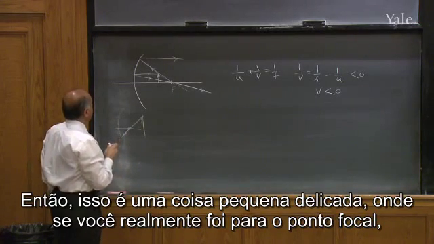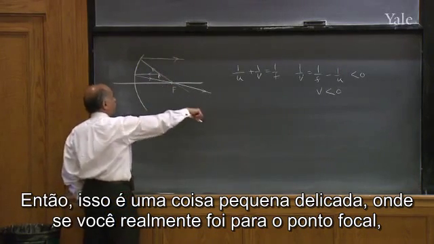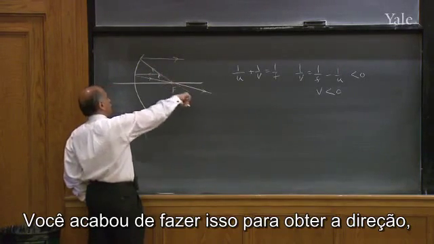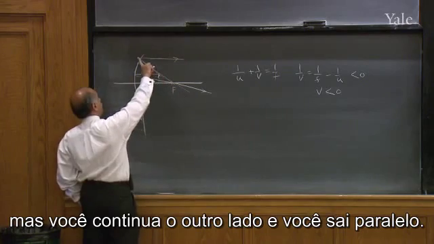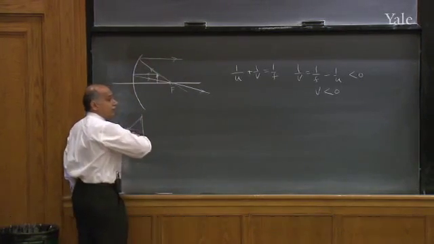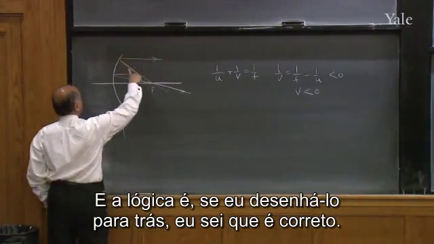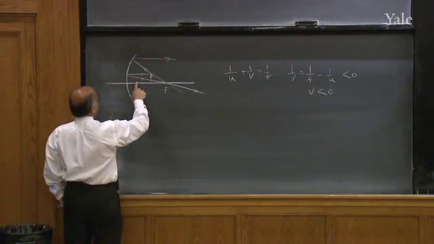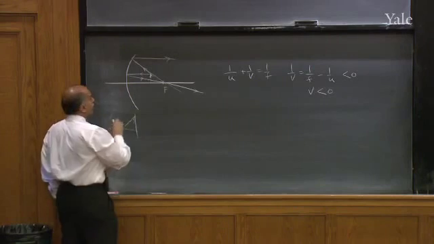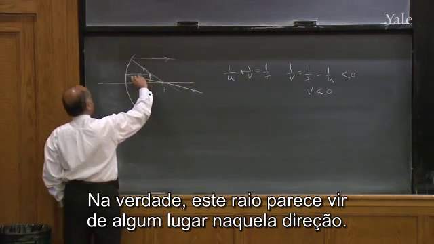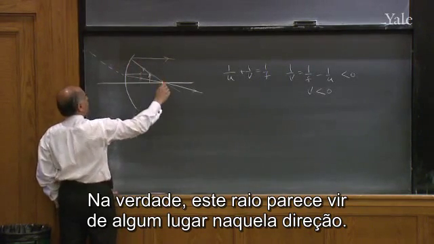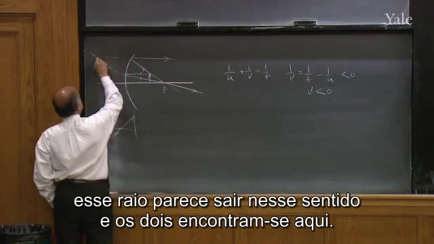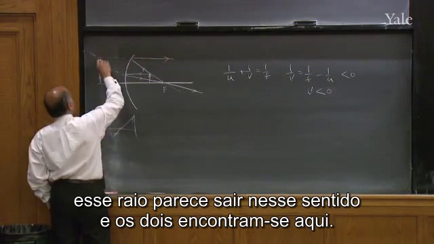So this is a little delicate thing, where if you really went to the focal point, you never hit the mirror. You do that to get the direction, but you continue the other way, and you come out parallel. And the logic is, if I draw it backwards, I know that's correct. But now look what's happening. These rays are not focusing anywhere. In fact, this ray seems to come from somewhere in that direction. That ray seems to come back in that direction. So the two of them meet here.